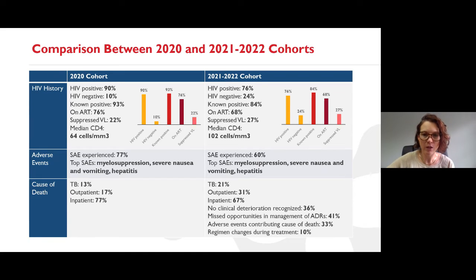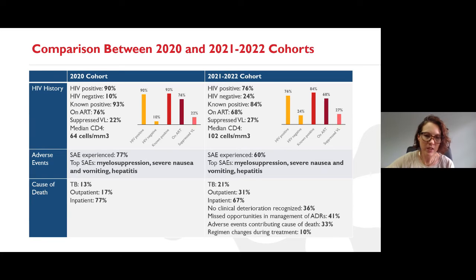But what was similar was, again, the high rates of people that already knew their HIV diagnosis prior to engaging in care for their drug-resistant TB diagnosis, and then a significant drop-off for the numbers that were on ART and the numbers that were virally suppressed. Again, low CD4 counts in both groups, not quite as low in the follow-up cohort, with 102 as the median CD4 count compared to 64 from 2020.